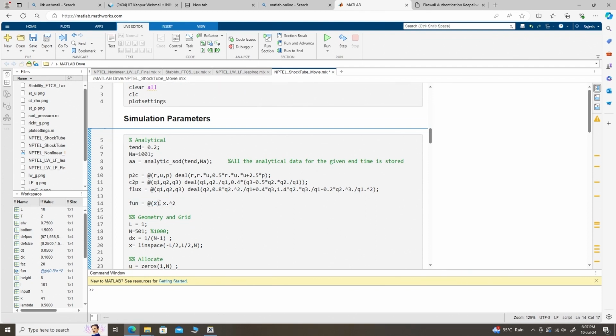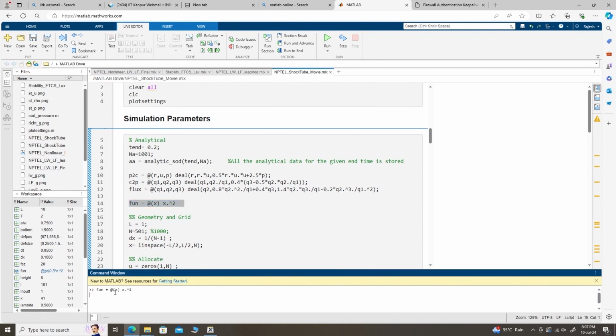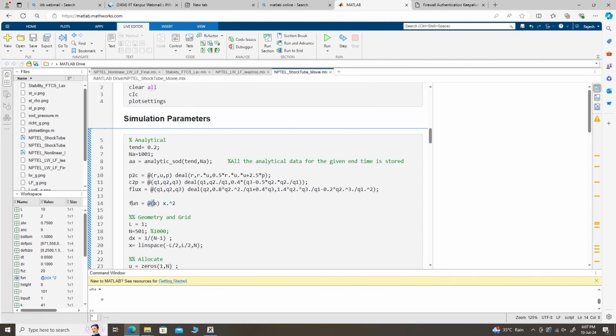Let me just define it here. I have defined that, and now if I do just fun 2, that will give me the value of 4. If I use fun 3, that will give me the value of 9, right. So this is giving me x square. Similarly, here there is one input and one output.